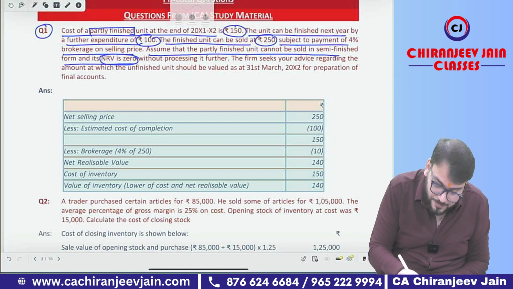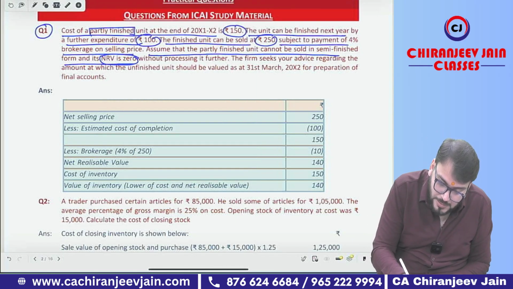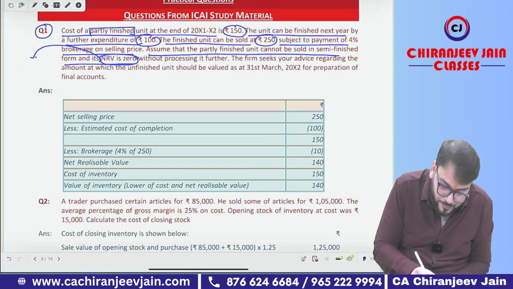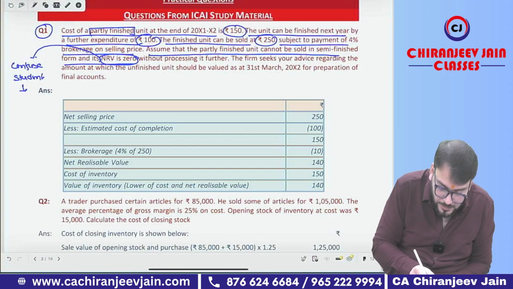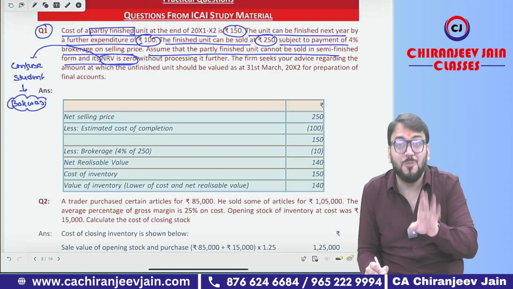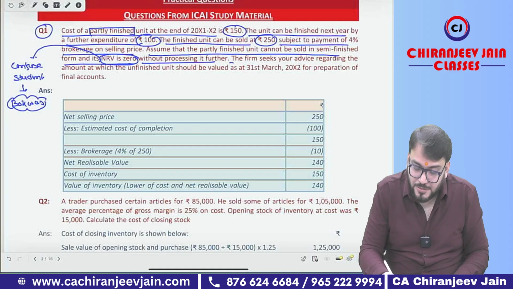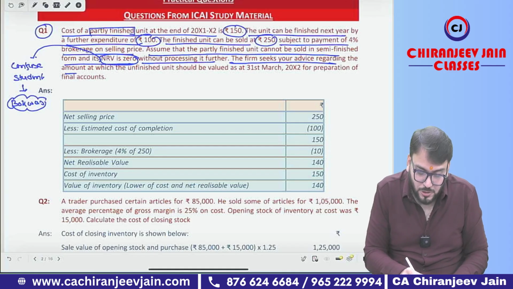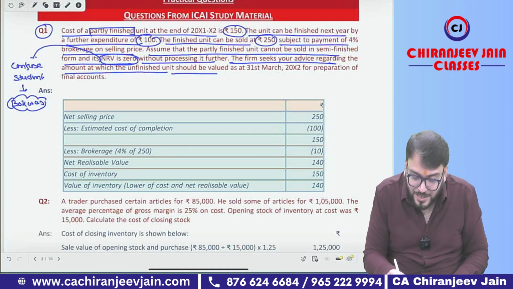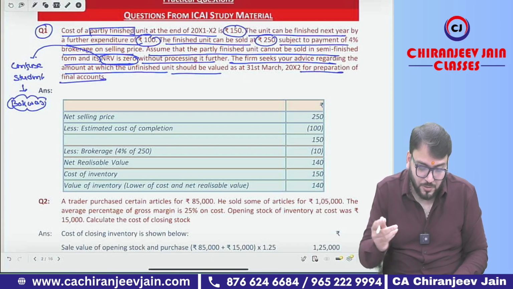Correct? So this NRV 0 they have given to confuse the student. This is also wrong because we need to find out NRV of WIP based on NRV of finished goods. The firm seeks your advice regarding the amount at which unfinished units should be valued for the preparation of final accounts. Let us do it.